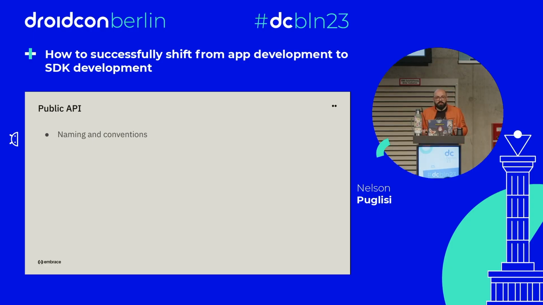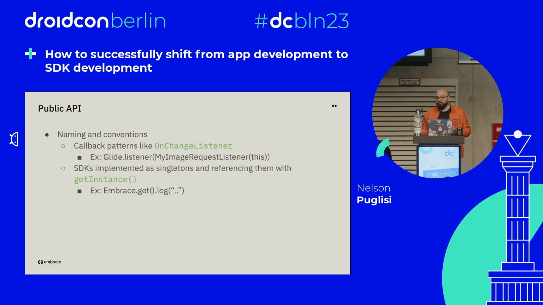For public API, one of the most important things is to be consistent and clear on the naming of the API and the classes, the methods, and the parameters that you are providing to all the developers, and following established patterns and conventions on the platform you are working for, in our case, Android. So the idea is to have an API that is fluent, intuitive, and familiar for developers.